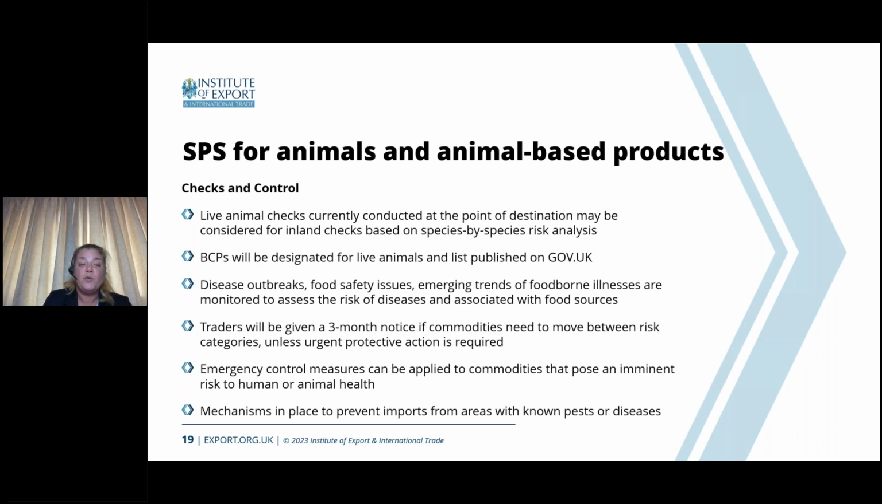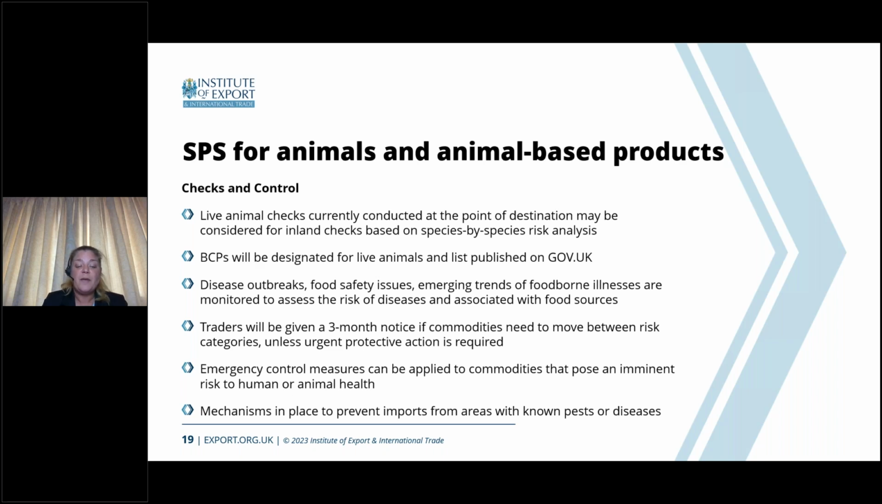The list for the border control points is published on the government.uk website, and if there are any amendments, those are also updated. You can sign up for updates on the government.uk website for such things. So this will actually help you amend any requirements. You're given 3 months notice if commodities need to move between risk categories, unless urgent protective action is required due to disease or control. This allows each trader to actually implement the necessary changes and requirements.